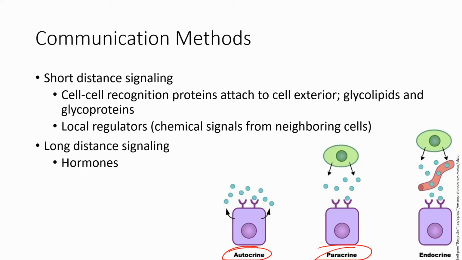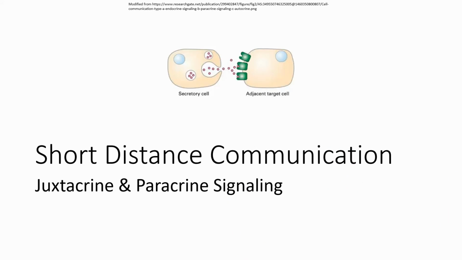And these chemical messengers for endocrine signaling are called hormones. We'll talk about that more in a few minutes. So there are a couple of different terms. I just wanted to throw this term at you in case it shows up on a test.